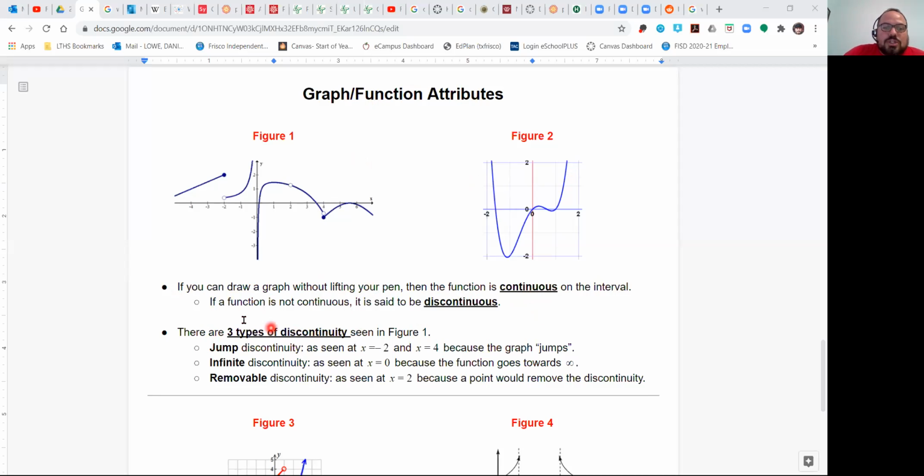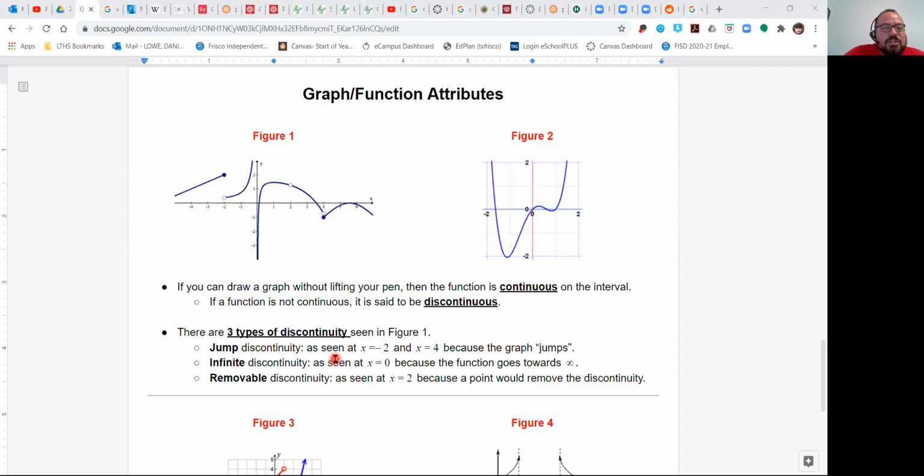The first one is a jump discontinuity. If I were to hop on this graph and move along, in order to continue the graph, I need to jump down and continue moving on. That's why it's called a jump discontinuity. These are seen at x equals -2 and at x equals 4. We have a jump right over here, and a little jump right over there.